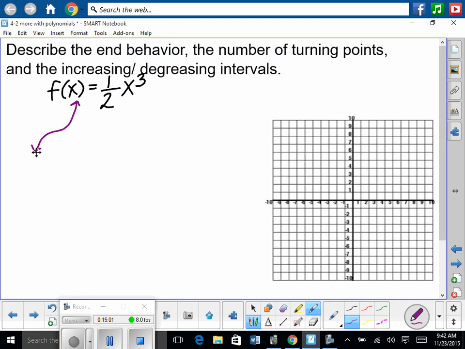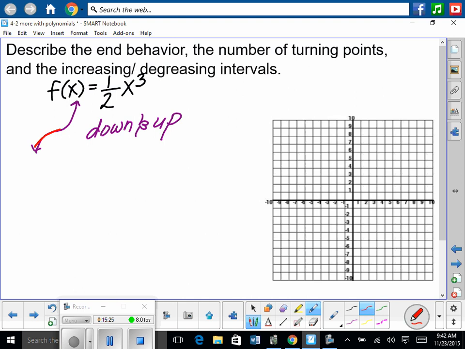Does everybody see that? Did you see how I got that? Okay, so my end behavior in words is down and up for this one. Down and up. All right, so then from there, it says the number of turning points. So that means where it changes from increasing to decreasing or decreasing to increasing. Let's look at this one. This one's interesting.